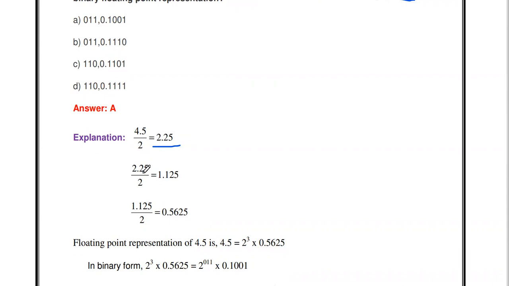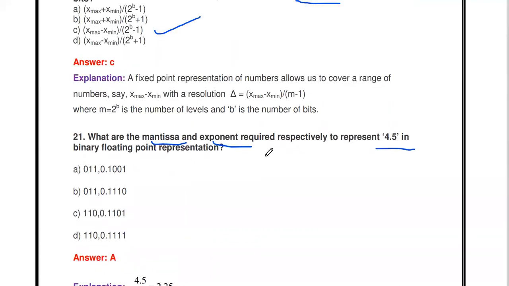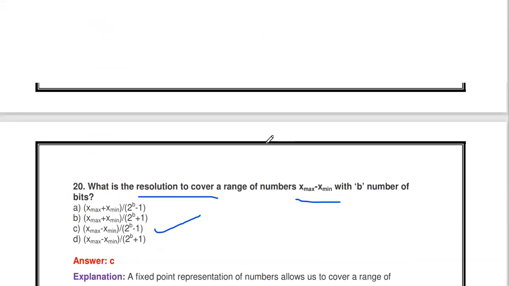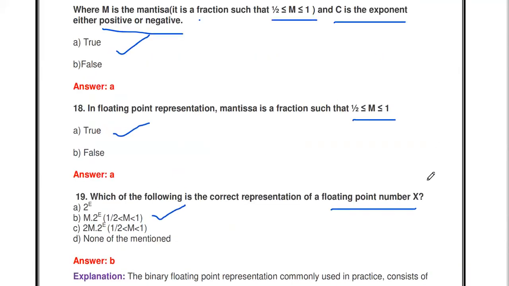Again, this 2.25 you just divide by 2. So 1.125. Again, the whole part is there, the fraction is there. Again, this number you just divide by 2. So 0.5625. So here you see, the integer is not available. So how many times did we divide this decimal number to get this fractional part? 3 times.